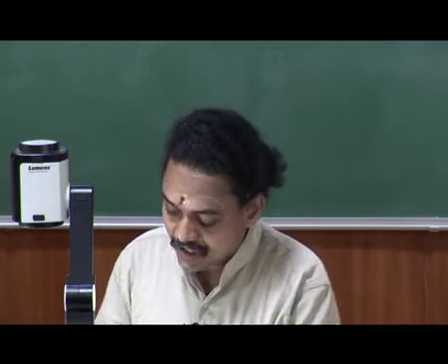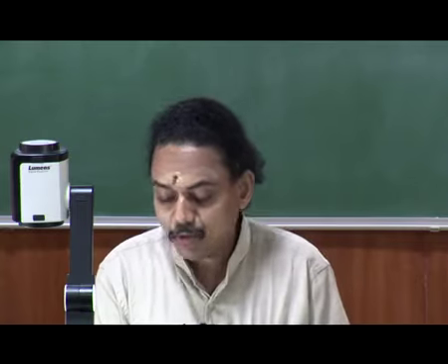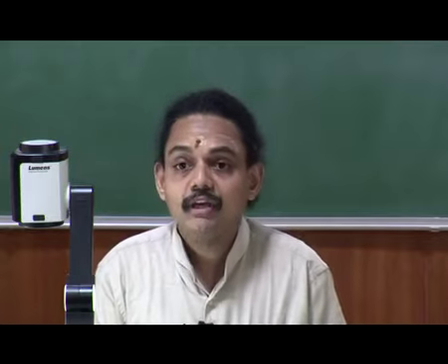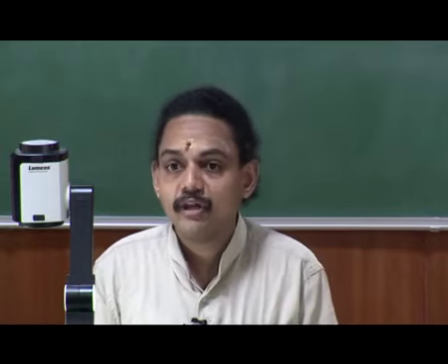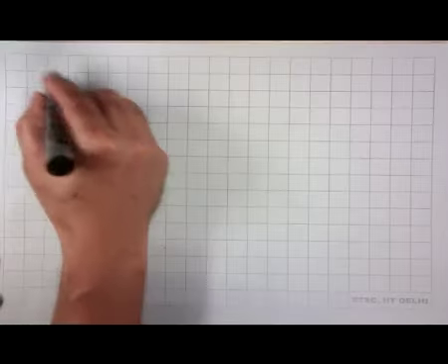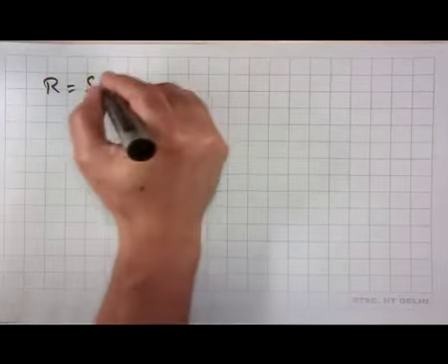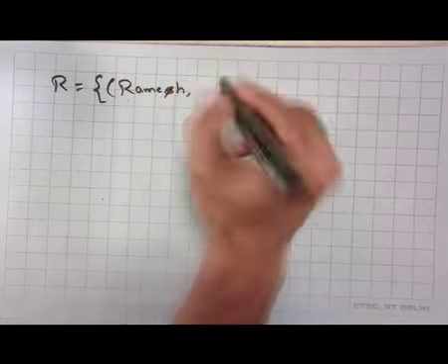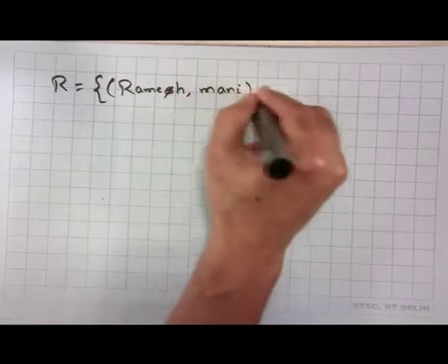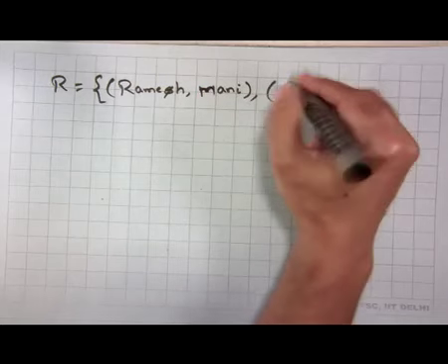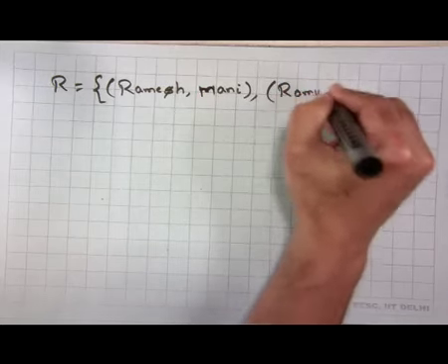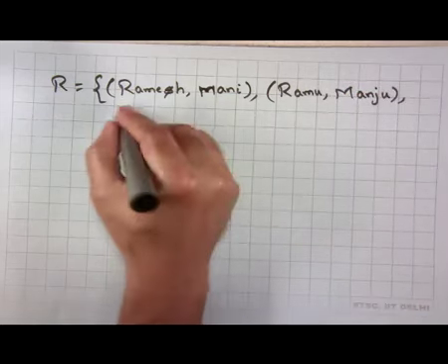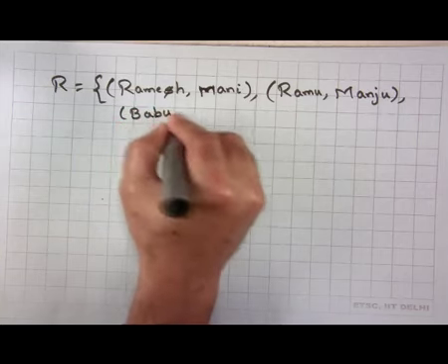But if I just say that there is a relation between A and B, an element of A, for example small a, is related to B if they are married. So, let us write down this one. Let me say R as the following things: Ramesh, Mani; second one Ramu, Manju; and finally Babu, Lakshmi.